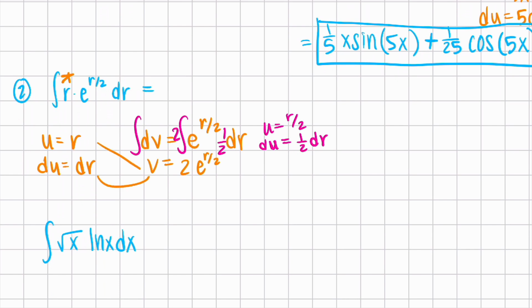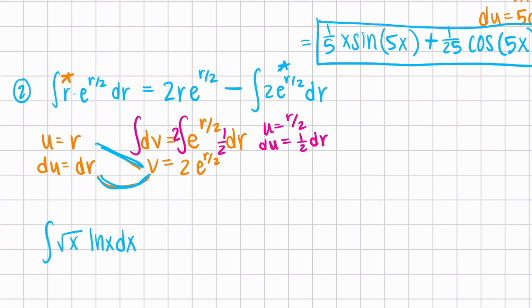So my next step, I'm going to do u times v. I'm just going to write it in a different order: 2 times r times e to the r over 2. That was my u times v. Minus, then I'm going to do v du. So the integral of 2e to the r over 2 dr.